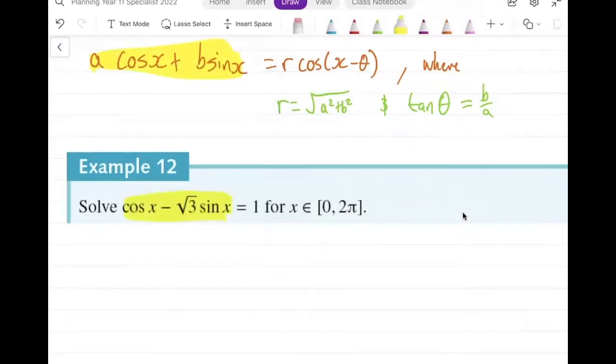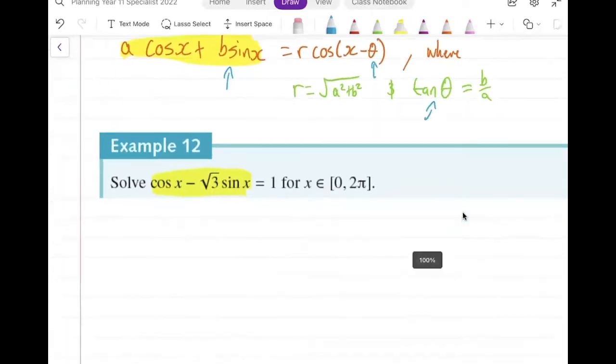And we know we can simplify anything like this into this form, which is r cos brackets x minus theta, where r is equal to the square root of a squared plus b squared, and tan theta is equal to b over a. And we're going to use this tan theta part to find our angle theta for our simplification. So let's jump straight into it.